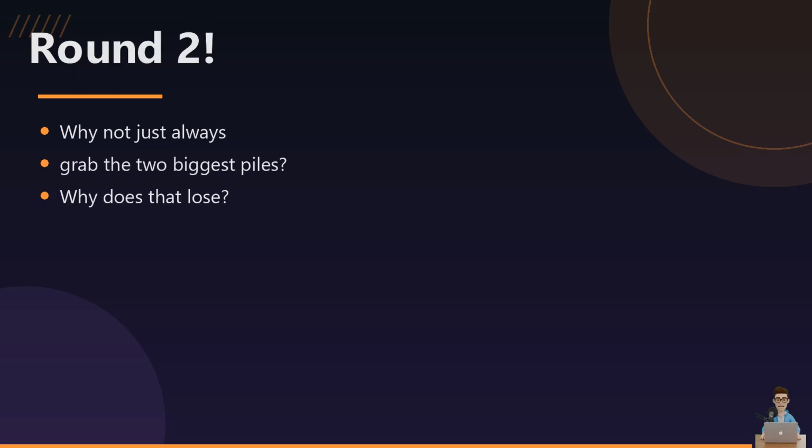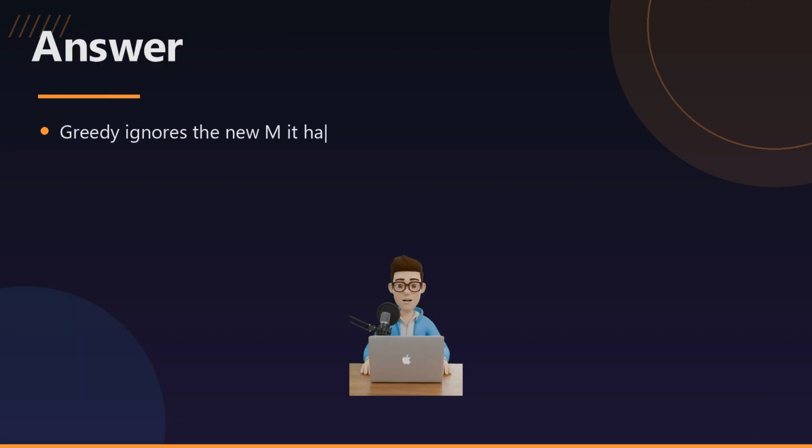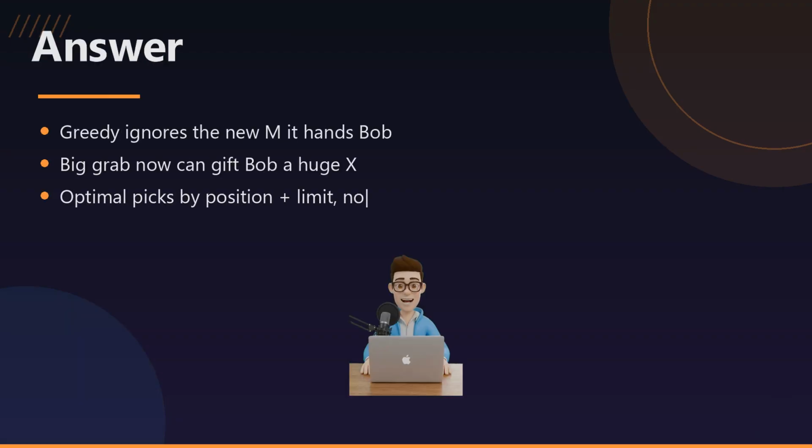Round 2. Why can't Alice just greedily grab the two biggest piles each turn? Why does that actually lose? Think about what a greedy grab completely ignores. Greedy ignores that her pick sets Bob's next limit. Grab too much now, and you hand Bob a bigger window. That's the trap the DP avoids.